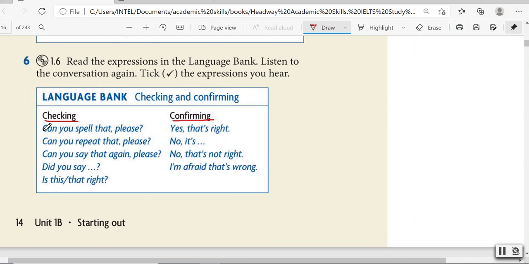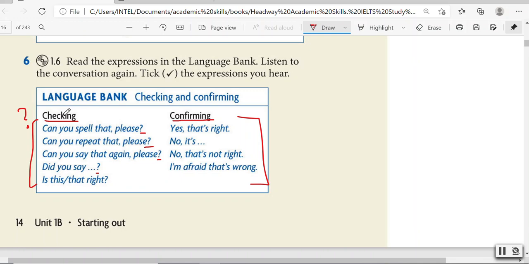We can use these questions for what? For checking. And we can use these expressions for confirming. Most of them or all of them, they are questions, okay? We use questions to be sure, to check our information.